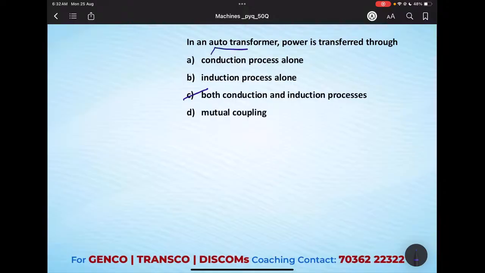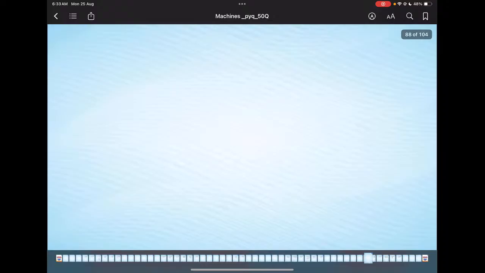So in an auto transformer, power is transferred through both conduction and induction processes. How? If we see the winding connection, the same winding is used for primary as well as secondary. So the two windings are connected electrically, which makes it a conductive process. And similar to a two-winding transformer, the primary flux is shared by the secondary winding, so some amount of power is transferred through the induction process also. Okay, let's move on to the next question.